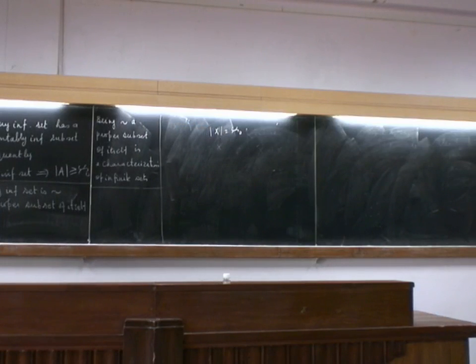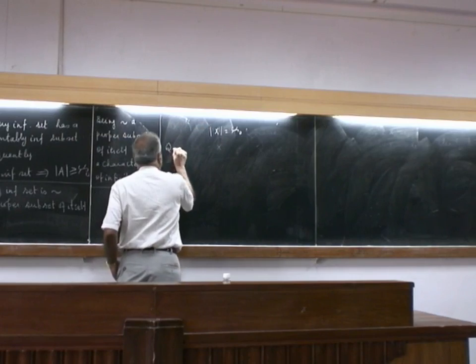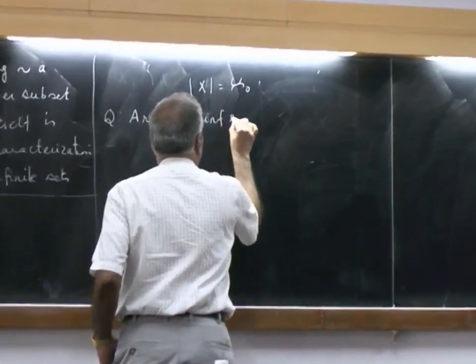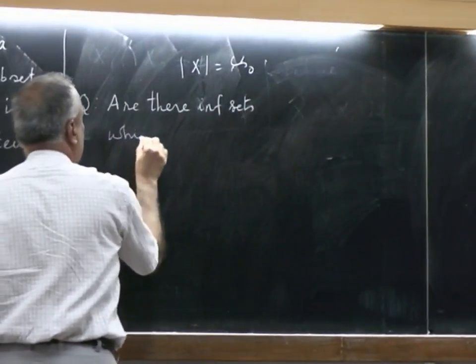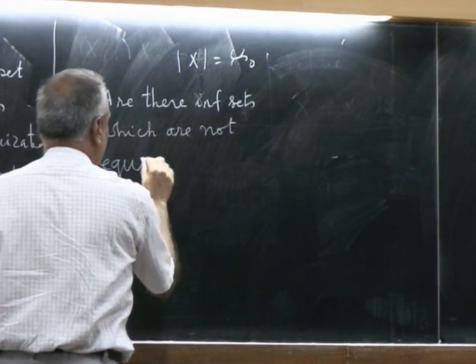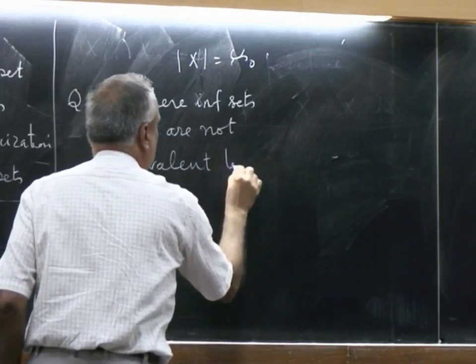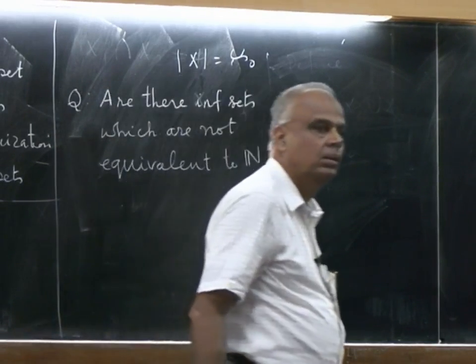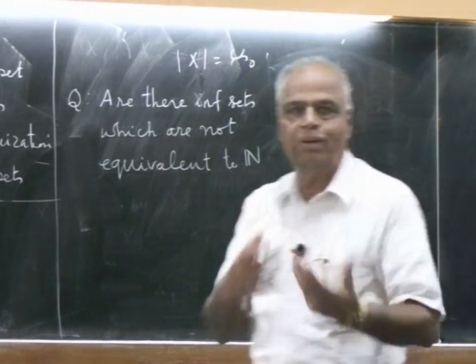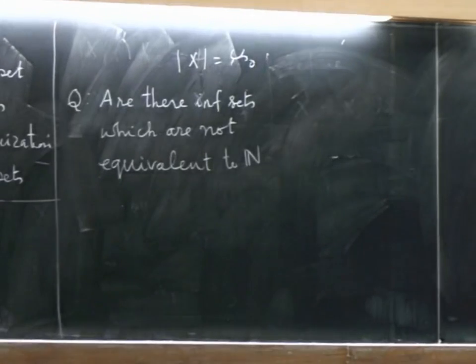So, the question therefore is, are there infinite sets which are not equivalent to N? If so, it will lead to some gradation of infinities. Okay, who is bigger? If it is not equivalent, then it will be either equivalent to a subset of this, or this fellow will be equivalent to a subset of that. So, one of them will have to be bigger.